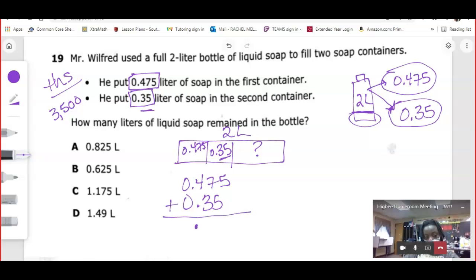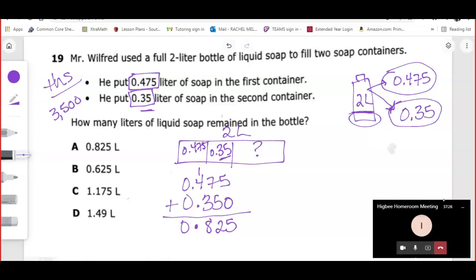Are my decimals lined up? Yes or no? Yes. I mean, sort of. I know I've got a little bad handwriting there, but they are sort of lined up, right? Do I need a placeholder? Yes, below the 5. Okay, so 5 plus 0, 5. 7 plus 5, 12. 4 plus 1 plus 3, 8.